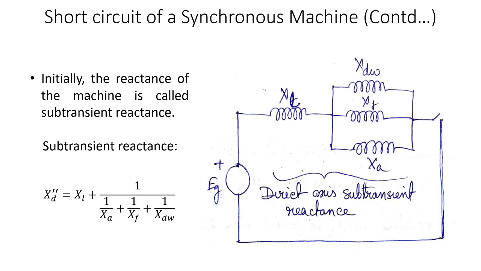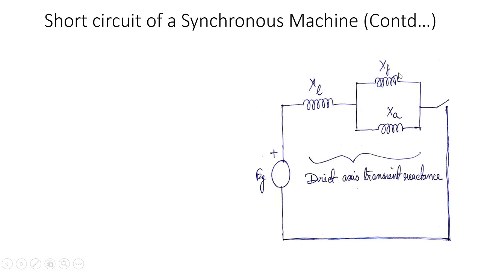So the damper winding currents die out fast. Then XF becomes open circuited. After the damper winding, the currents in the field windings will die out, and then during the steady state only XL and XA will be there. So in the subtransient state we have all of these three reactances. Then we have removed XDW. The currents in the damper windings have died down as the time constant is minimum for the damper windings.